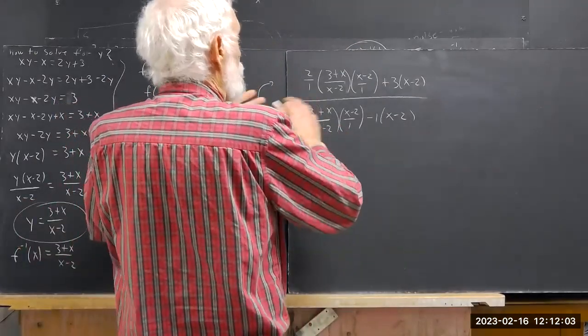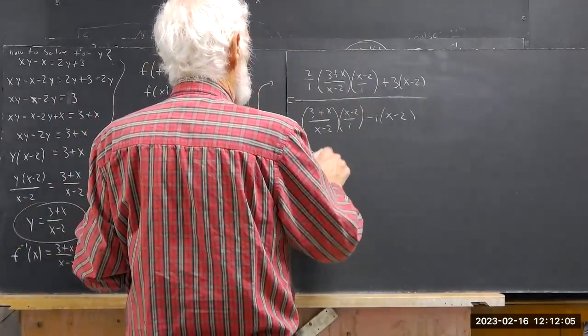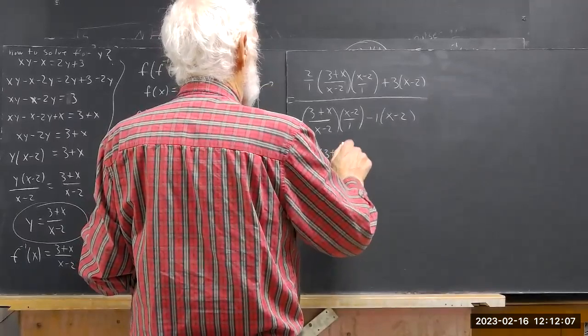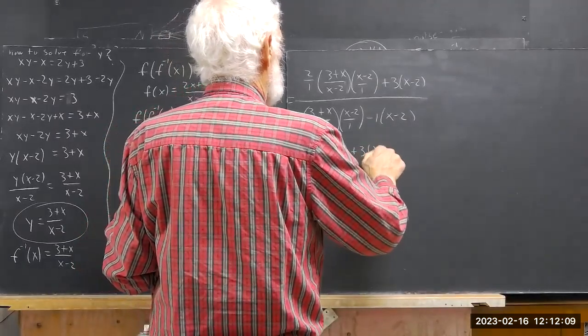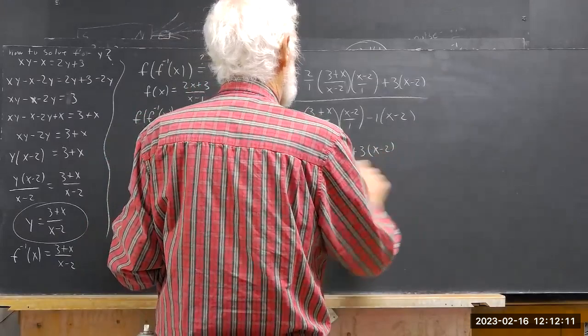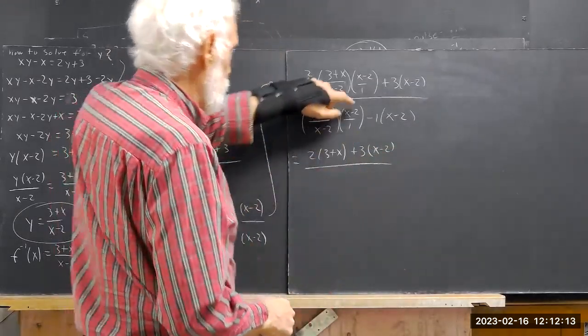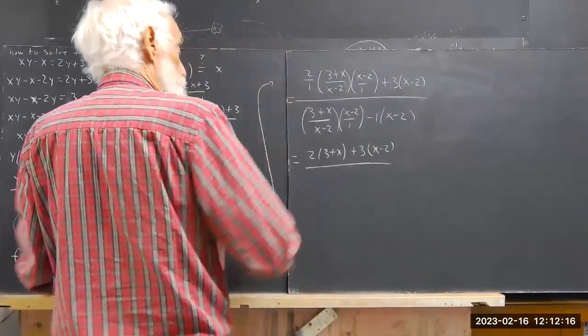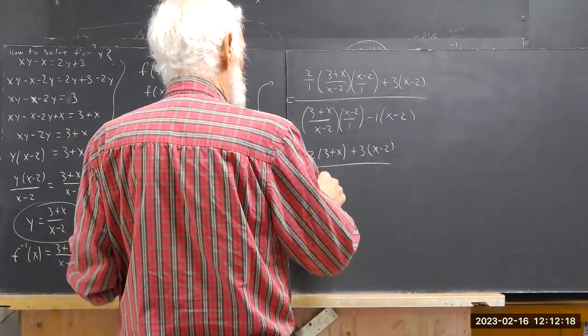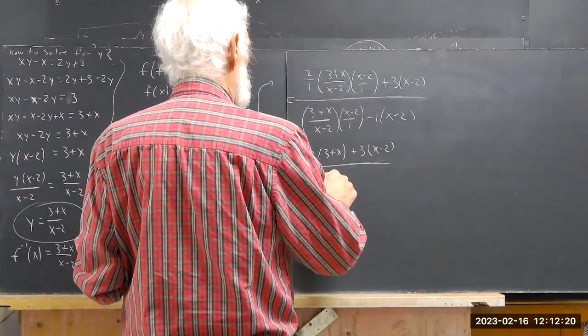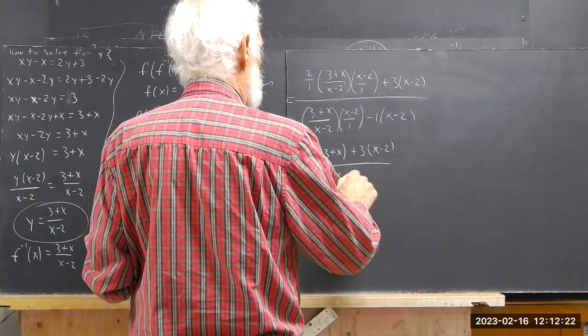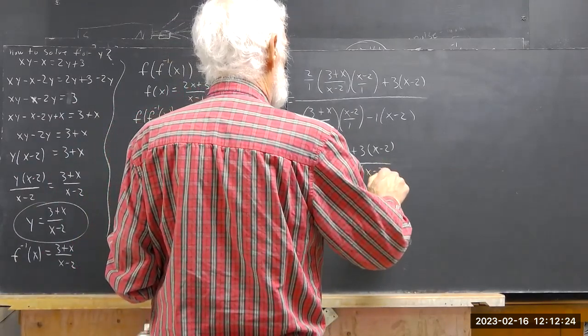Well, let's see. Now my denominator would be 1. I just have 2 times 3 plus x plus 3 times x minus 2. And down here, again, the x minus 2 is to be lined up, divided by each other. And I end up with 3 plus x minus 1 times x minus 2.